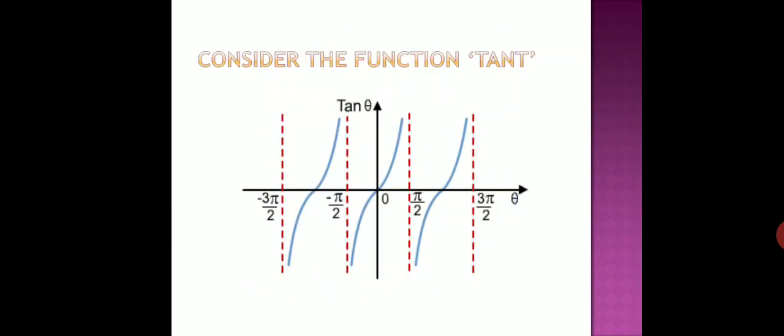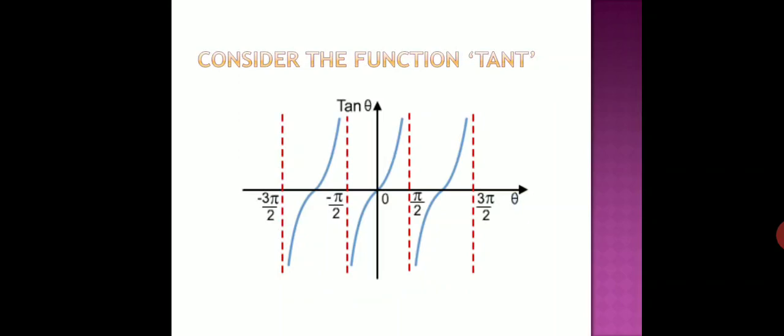Now consider the function tan t. We already know this is the tangent curve, the tan theta curve. We know what sin theta, cos theta, and tan theta are. Sin 0 is 0, sin pi by 2 is 1, cos 0 is 1, cos pi by 2 is 0. Similarly, tan 0 is 0, and tan pi by 2 is infinite.